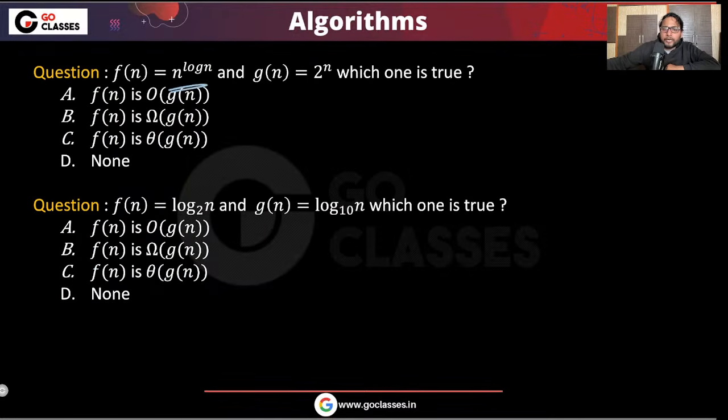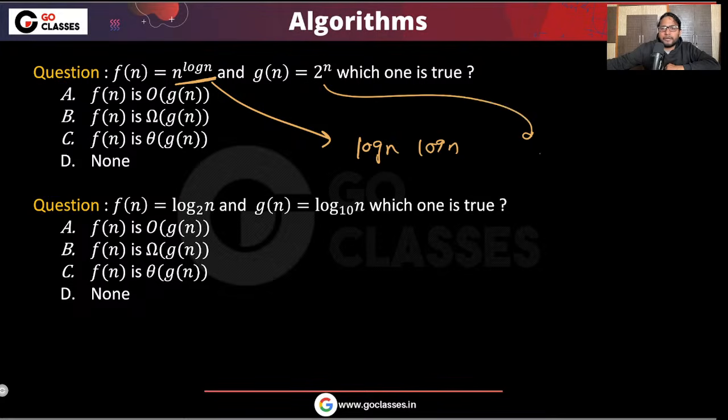n^(log n) and 2^n. Which one is greater? See, this is n^(log n). If you take the log, it will be what? It will be (log n)·(log n), right? Here it will be just n log 2. So as you notice, here this n is greater than log n to the power anything, right?